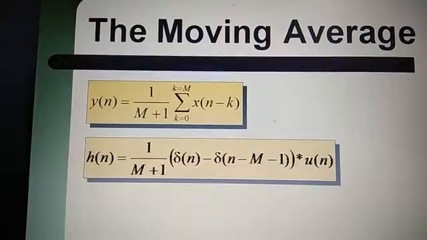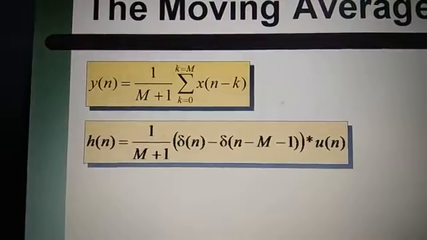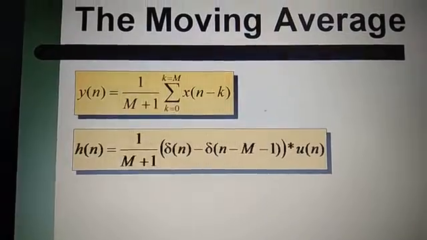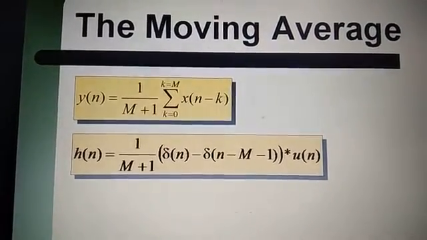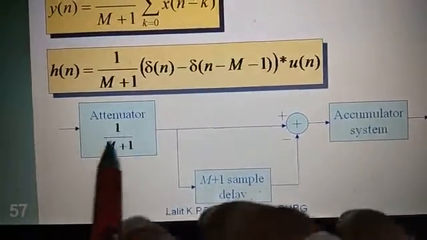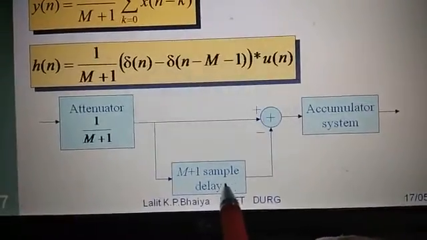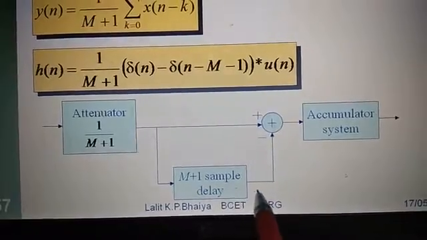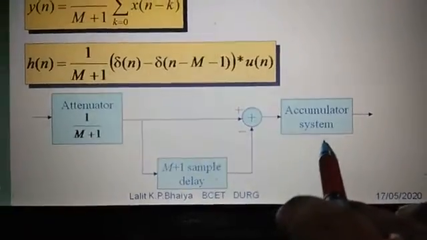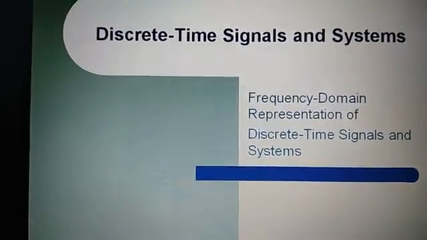y of n is equal to 1 upon m plus 1, summation k equal to 0 to m, x of n minus k. And h of n is equal to 1 upon m plus 1, delta of n minus delta of n minus m minus 1, star u of n. And diagrammatically you can see here an attenuator 1 upon m plus 1, this is the feedback, the forward path with m plus 1 sample delay, and this is the accumulator system. So you can form the discrete time system for a moving average here.